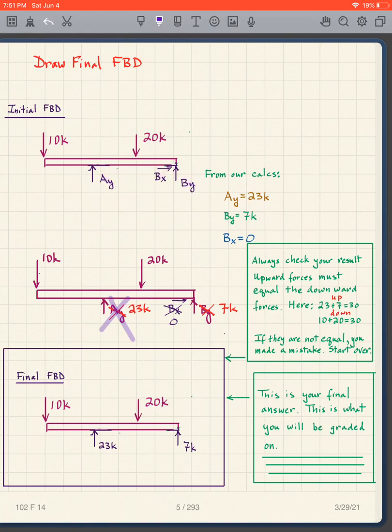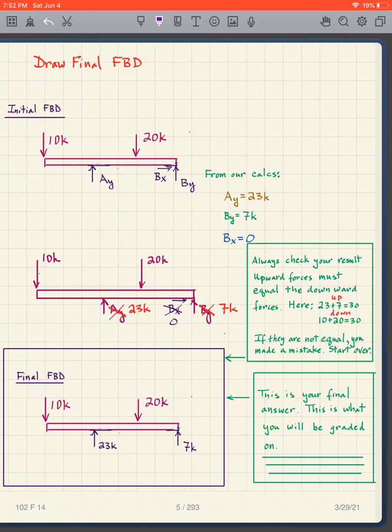And so in other words, you've got to follow this method very carefully here. Follow these steps. This becomes 23 kips. This becomes 7 kips. That is gone because it's 0. And I show my final free body diagram as this, which has the 23 kips here, the 7 kips here.